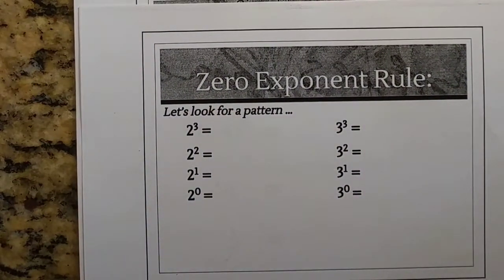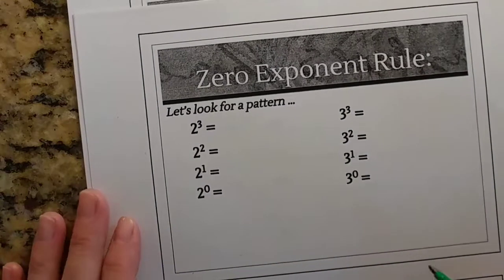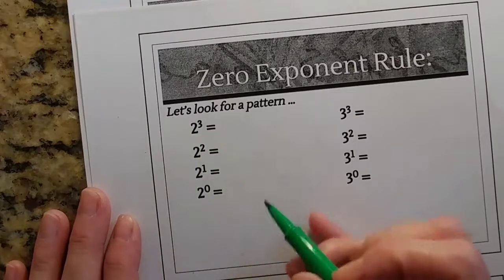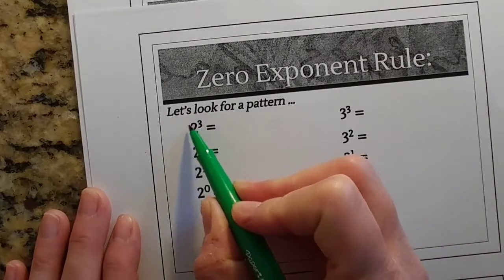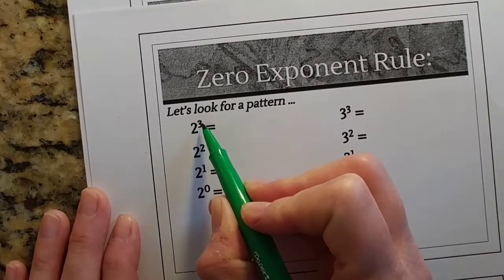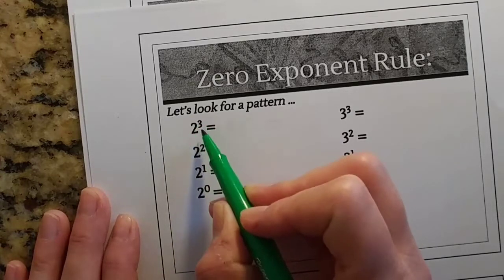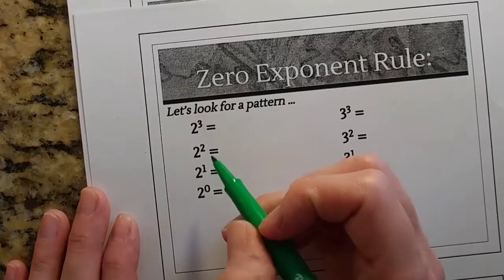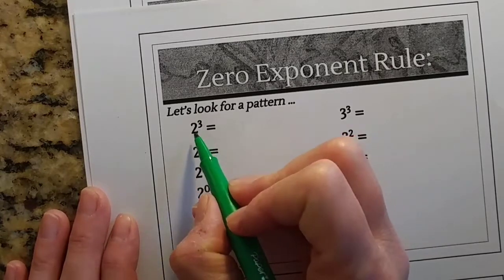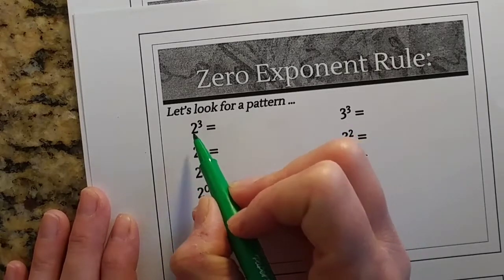In order to figure out what any number to the zero power is, let's take a look at a pattern that we see in some of these numbers. So we know that this big number is the base, and then the smaller number here is the exponent. Remember that a power like this, 2 to the third power, is just a shorthand way of writing a multiplication problem. This is the same as saying 2 times 2 times 2.